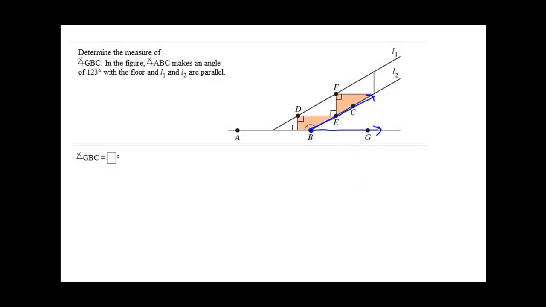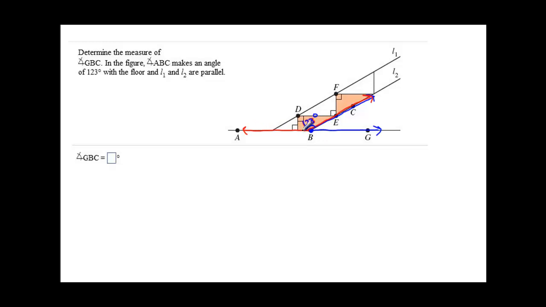We're given that in the figure angle ABC, so that would be this angle, makes an angle of 123 degrees with the floor. So this measure, 123 degrees of this angle. We are given that line 1 and line 2 are parallel. That doesn't seem to help us in this problem because the information we're looking for is this missing angle.